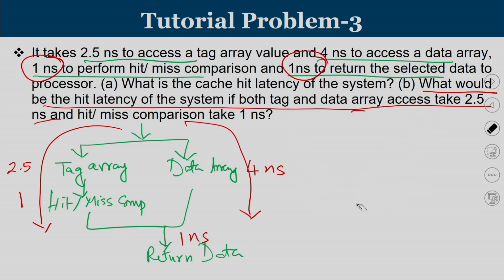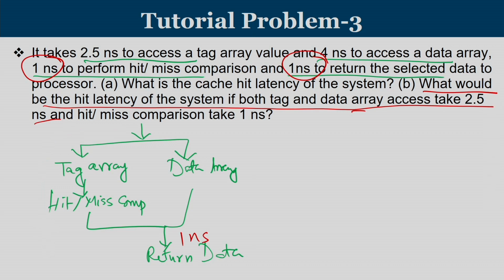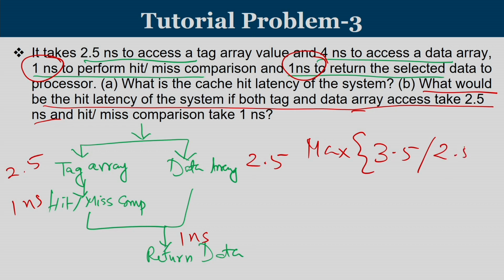There are two parallel units, and we are going to rework on these values. Now, for this question, it takes 2.5 nanosecond for both the tag array and the data array, and 1 nanosecond for the hit or miss comparison. All other parameters are the same. So, in this case, the maximum of these, 3.5 or 2.5, this is for tag and this is for data, plus 1. So, 3.5 is the maximum, plus 1. So, the answer is 4.5 nanosecond.